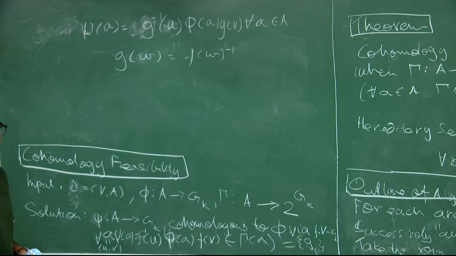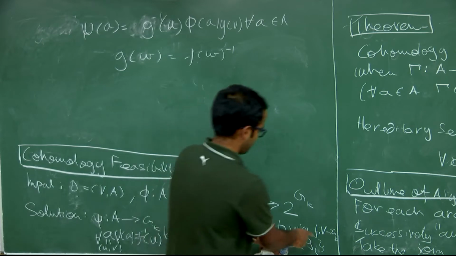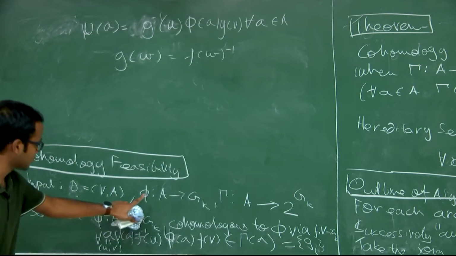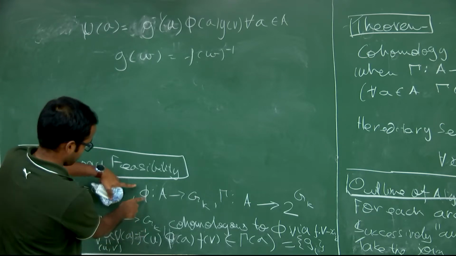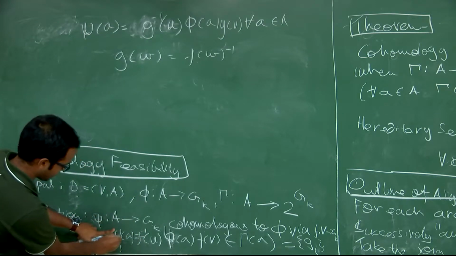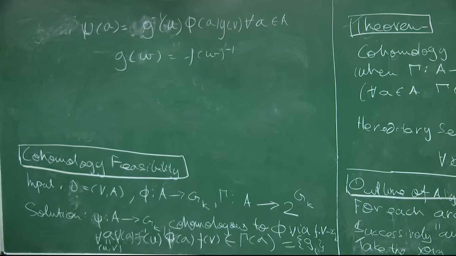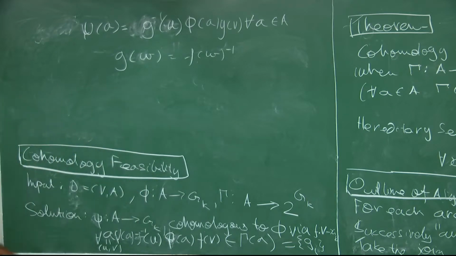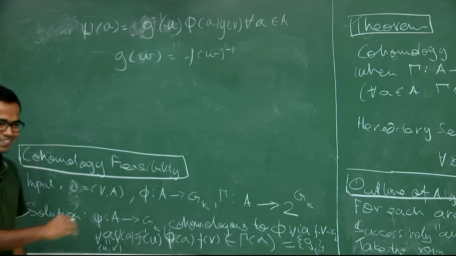When I say that via F, psi is cohomologous to phi, I mean this condition holds. Definition says phi of A is equal to F inverse of U psi of A F of V. We are interchanging phi and psi. Okay, that's this part. So what you can do is, this F is actually inverse of something.